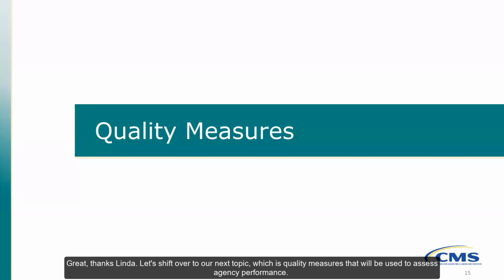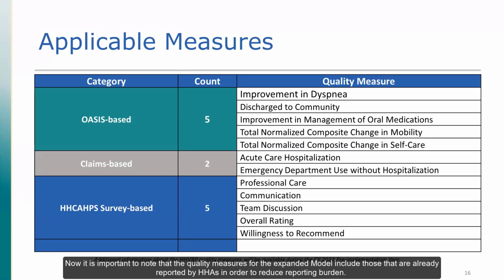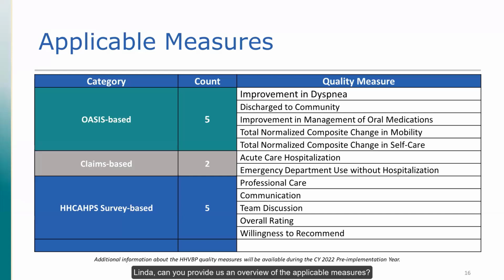Great, thanks, Linda. Let's shift over to our next topic, which is quality measures that will be used to assess agency performance. Now, it is important to note that the quality measures for the expanded model include those that are already reported by HHAs in order to reduce reporting burden. Linda, can you provide us an overview with the applicable measures?